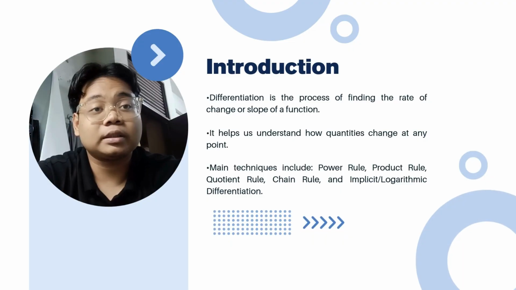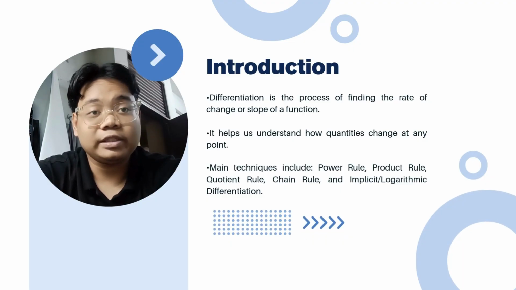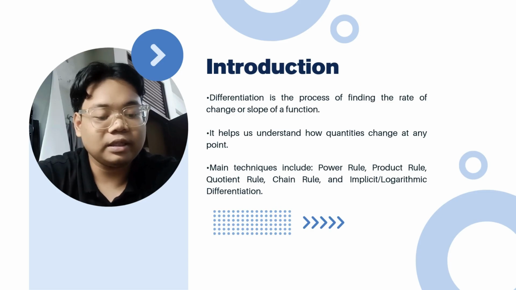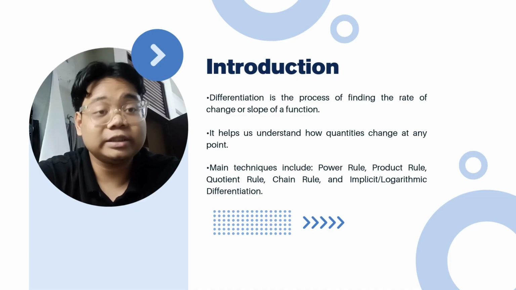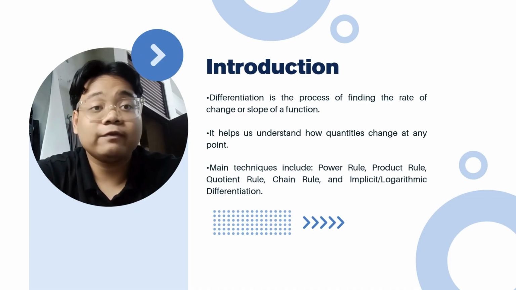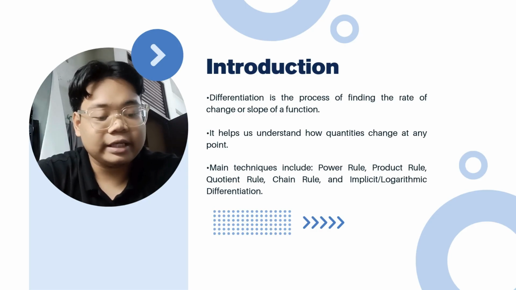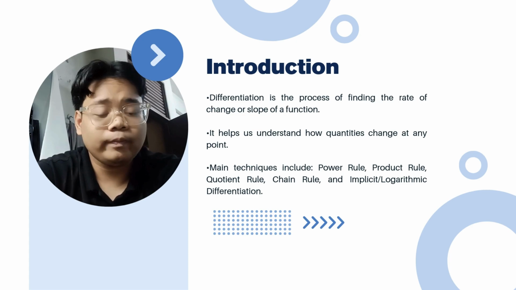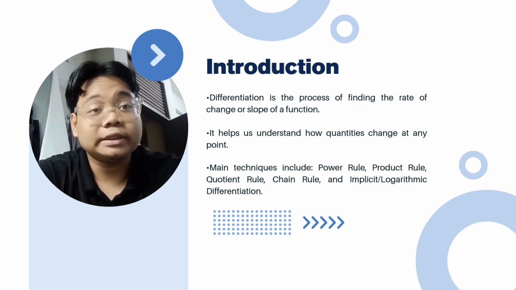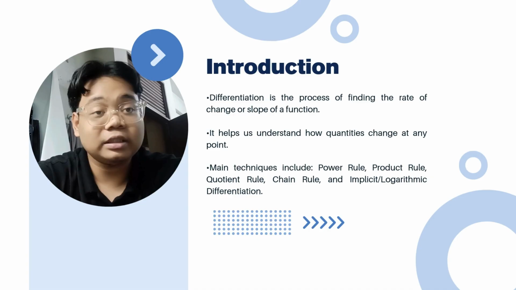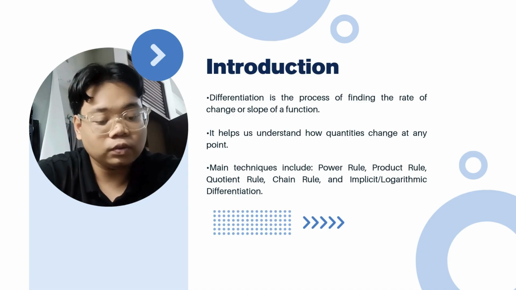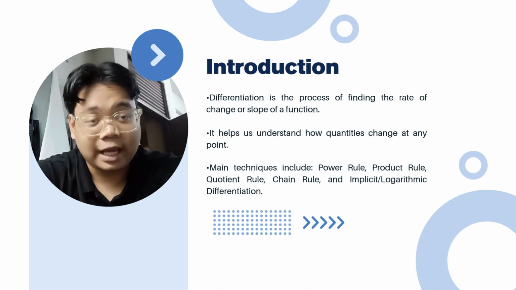Introduction of the topic: techniques of differentiation. Differentiation is a fundamental concept in calculus that measures how a function changes at any given point. In simple terms, it tells us the rate of change or the slope of a curve. For example, in real life, differentiation helps us determine how quickly a car's speed is increasing, how population grows, or how temperature changes over time.